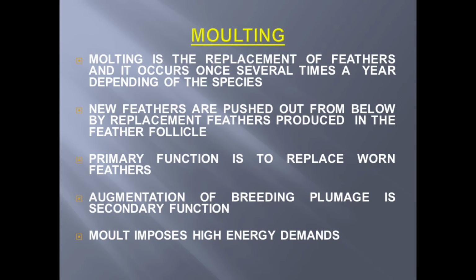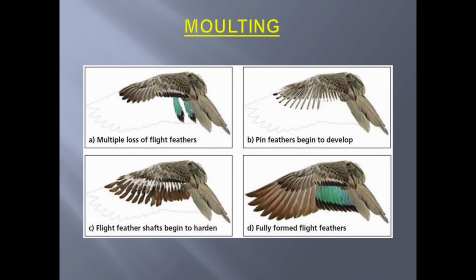The primary function of molting is to replace the worn feathers on the body, and the secondary function is to augment breeding plumage. During molting, birds require high energy. See the molting process of a bird. The picture is showing the molting of a duck. You can clearly appreciate the process of molting by seeing this.